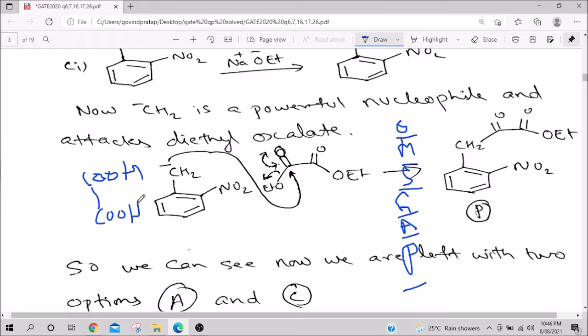Oxalic acid. Malonic means just increase one carbon, so you put a CH2 in between, that is malonic acid. Then succinic acid, you have to put 2 more carbons, so it will be something like this. That is how you can remember. So 1, 2, 3, 4, 4 carbons are there.